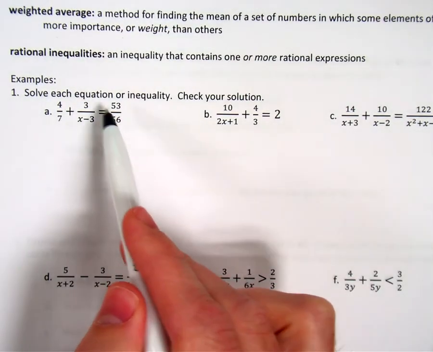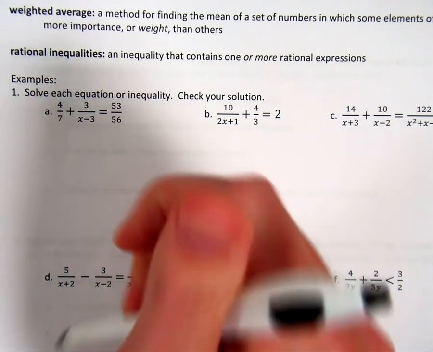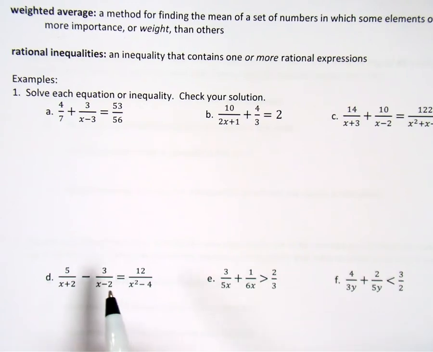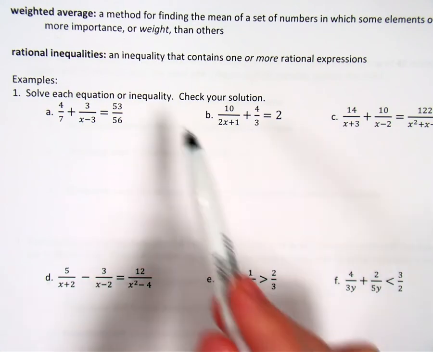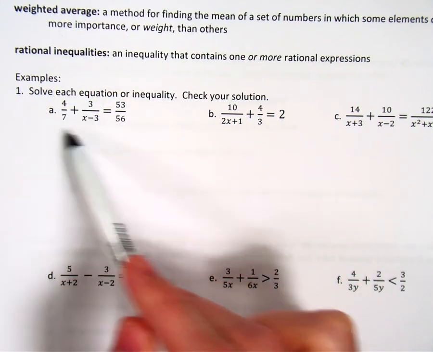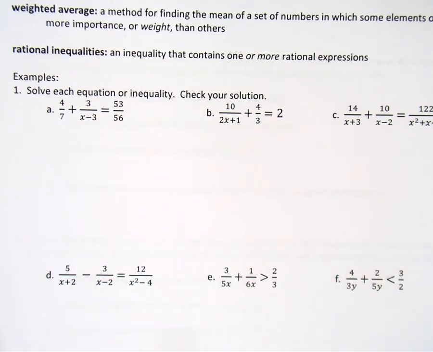Four sevenths plus 3 over x minus 3 equals 53 over 56. So addition. Okay, previously, we were trying to get a common denominator so we could add things across. We want to know what that common denominator would be, and then we're going to multiply everything by that common denominator. That's the number we're going to choose to multiply to everything on both sides, and that should cancel out all the denominators and help us solve.